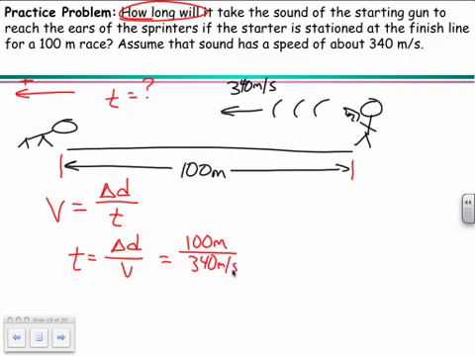And do I have a calculator out? 0.29. And my units: seconds, yes.